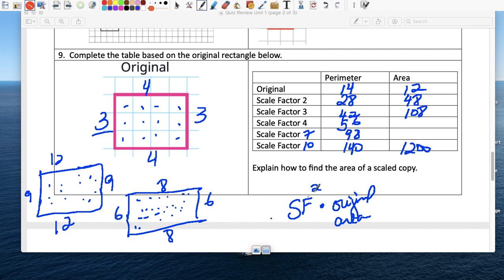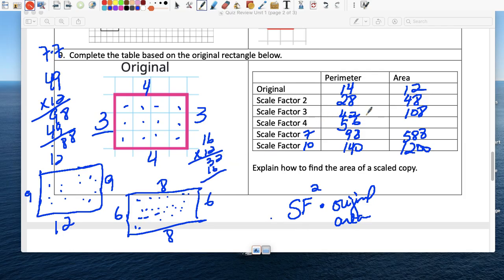7. 7 to the second power is 49, right? 7 times 7. And then you multiply that by 12. Let's see what we get. You get 588. And then scale factor of 4 would be 4 to the second power, which is 4 times 4 is 16, and then times 12, which gives us 192. So it's a nice little shortcut there. Please familiarize yourselves with what we're doing right now, okay?